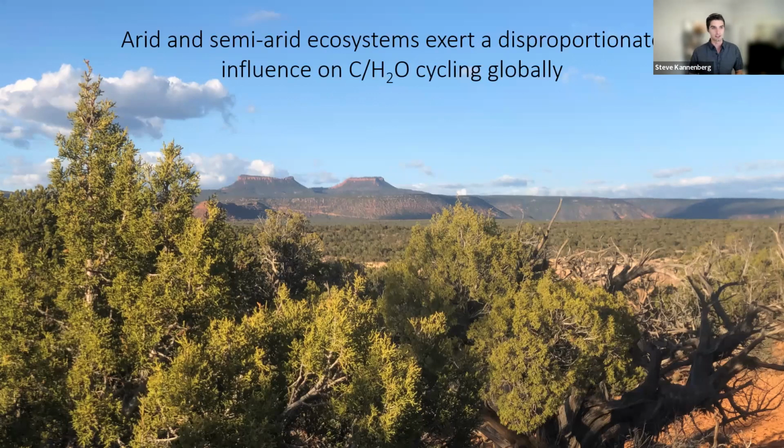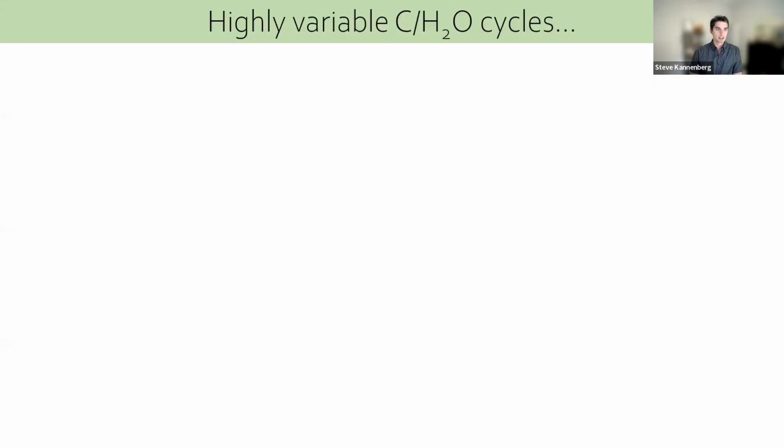Arid and semi-arid ecosystems, collectively drylands, really exert a disproportionate influence on carbon and water cycling globally. The reason for this is that these dryland fluxes are extremely variable across space and across time, and these systems can really rapidly fluctuate between a source and a sink of carbon. And it's this variability that makes drylands so important for determining the strength of the land carbon sink globally each and every year.